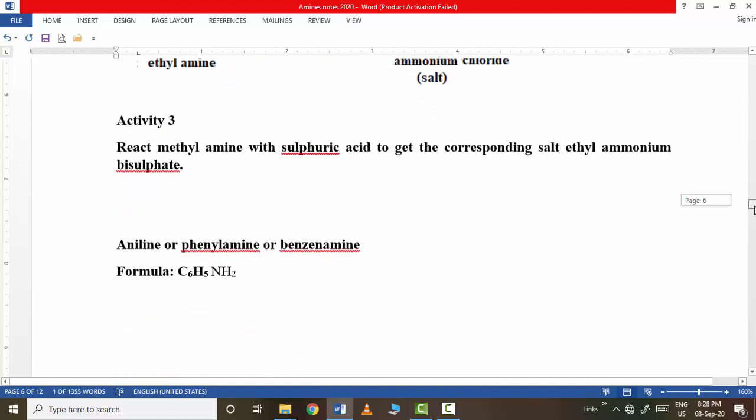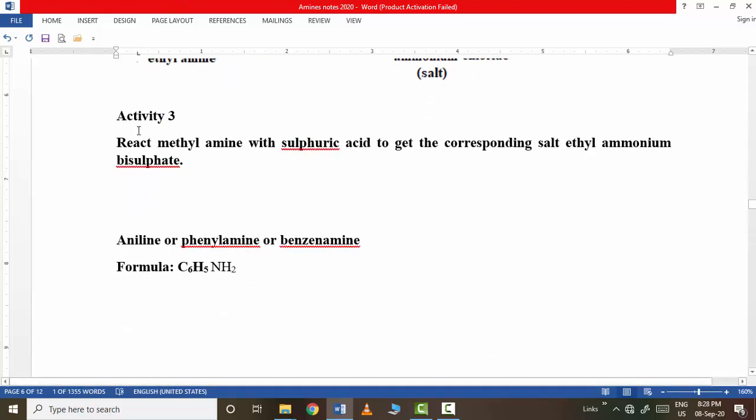There's an activity question again for you. In the above also I had given one activity question. In this case, you have to react ethylamine with sulfuric acid to get the corresponding salt, ethyl ammonium bisulfate. Above, in the case of methylamine, you had to react methylamine with sulfuric acid to get methyl ammonium bisulfate. Here it is ethyl ammonium bisulfate. So if you could write the reaction for methylamine, you can also easily write the reaction for ethylamine.